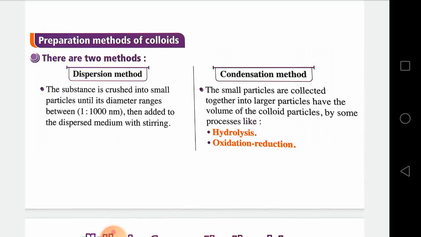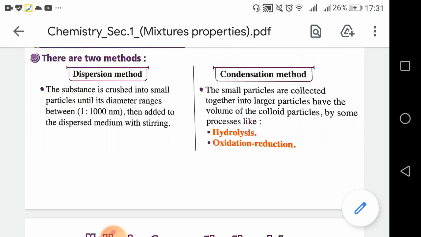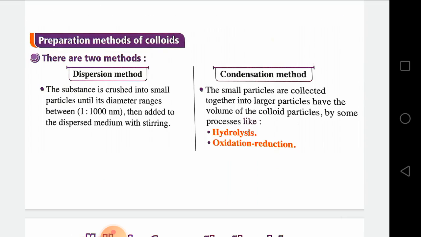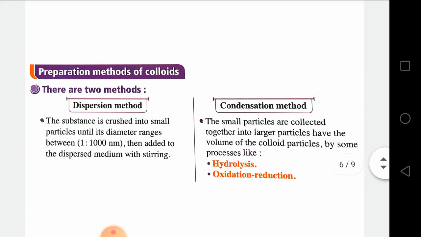How to prepare colloids? Again, the particle size of a colloid is between the particle size of a solution and the particle size of a suspension. So to make a colloid, we have two choices: enlarge the size of solution particles or decrease the size of suspension particles. So we have two methods to make a colloid. The first method is called the dispersion method, the second is called the condensation method.